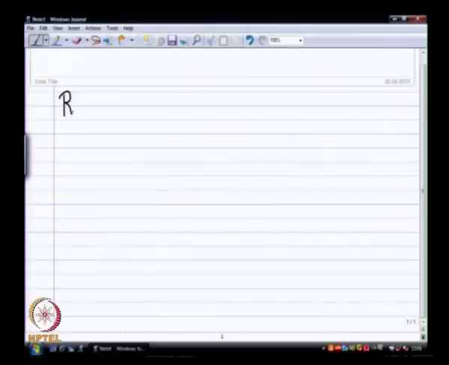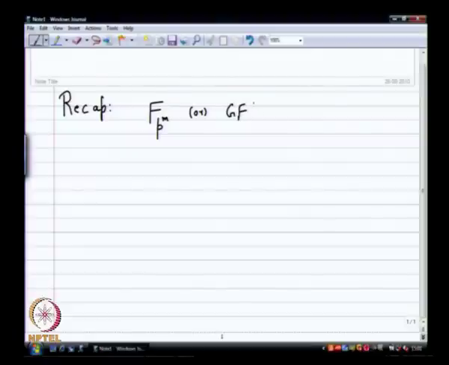Okay, so let us begin once again with the recap. In the last lecture, we have been looking at construction of finite fields. We looked at construction of fields with p power m elements. We denoted it either as F p power m or GF p power m.